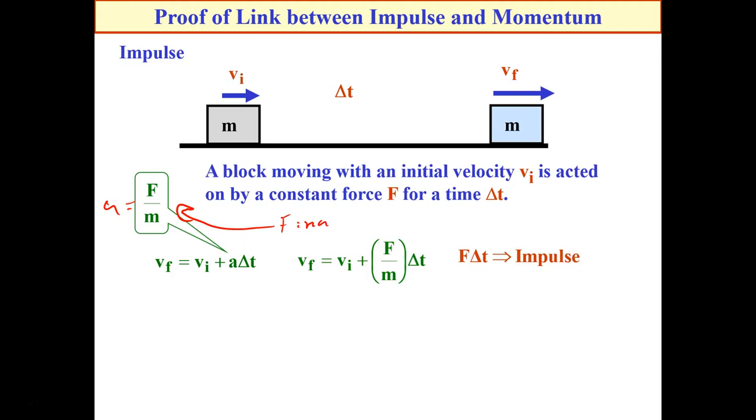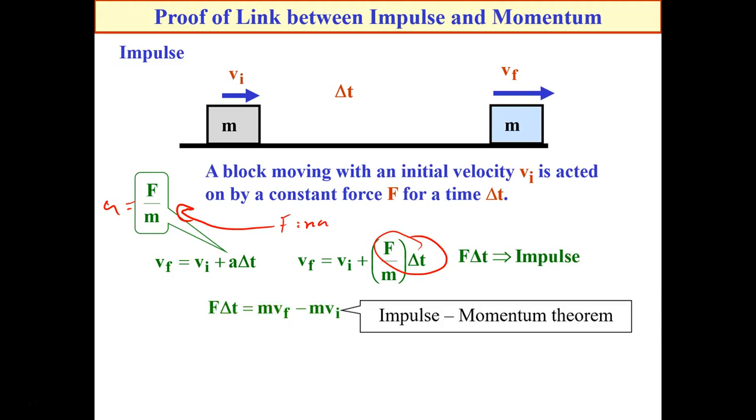And if we rearrange that, because we know that this quantity here is our impulse, we can actually find that force times our change in time is going to be equal to our mass times our final velocity minus our mass times our initial velocity. And this is what we call the impulse momentum theorem. So if we simplify this even further, we know that F times delta t is equal to Pf minus Pi, or F times delta t is equal to our change in momentum. And that is the impulse momentum theorem.